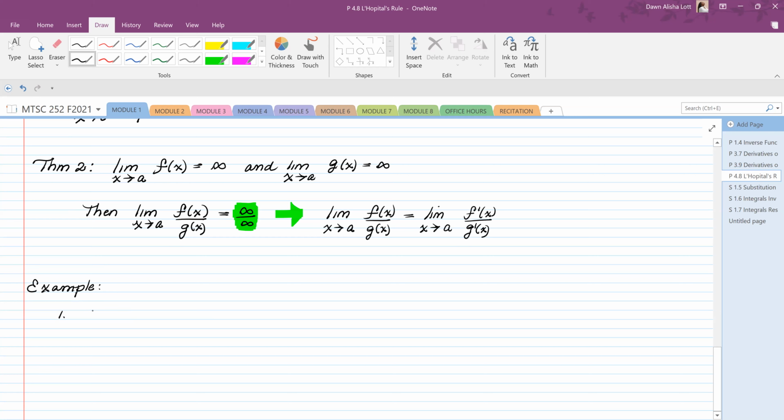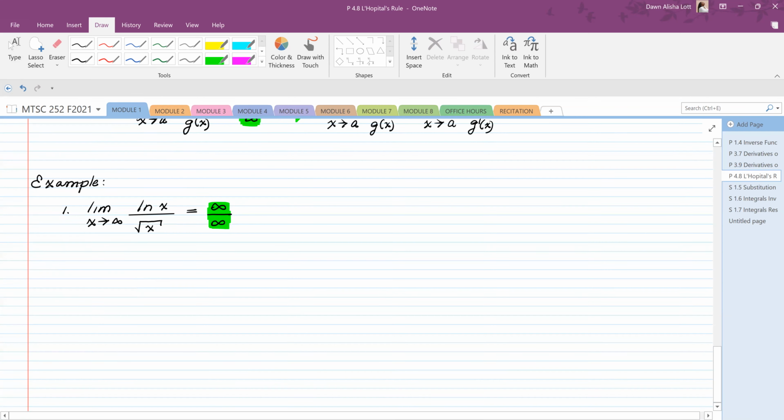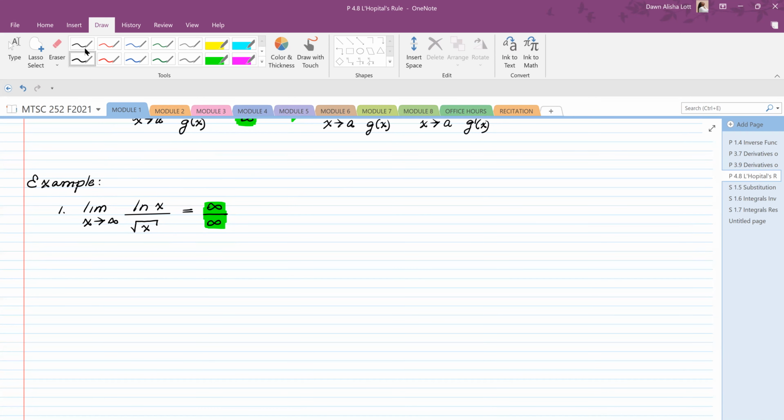The limit as x approaches infinity of the natural log of x divided by the square root of x. So the log of infinity is infinity, and the square root of infinity is infinity. And so there I am, looking at infinity over infinity. So by L'Hopital's rule, I can take the derivative of the top and the derivative of the bottom.